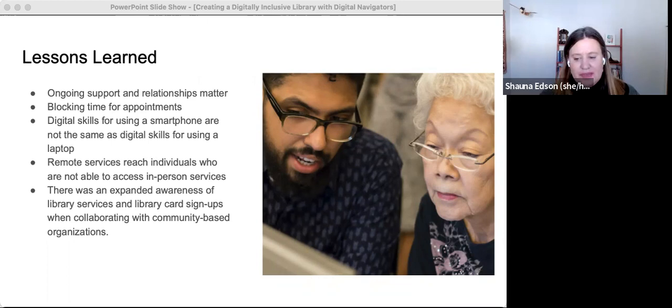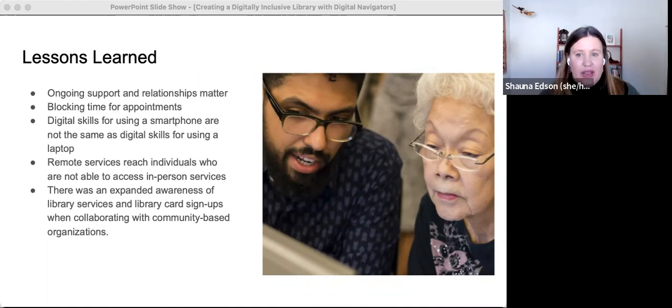And then working with our community-based organizations. So many people were like, oh, I didn't know the library did this and had all these resources. So we really were surprised by how many people signed up for library cards and became regular library users through the work with community-based organizations.